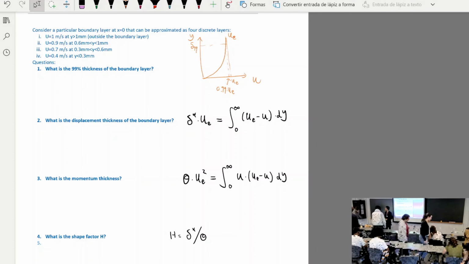Chalks here. More chalks here. Chalks here. Yeah, draw the picture first. Good idea.